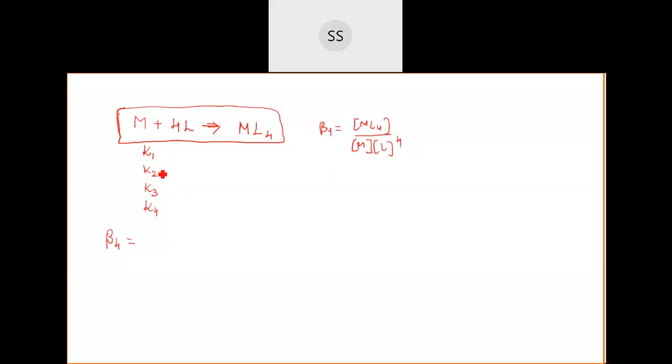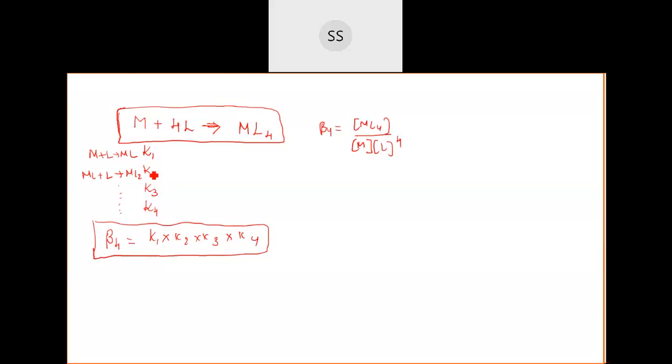But you can calculate this stepwise, and when you multiply K1 into K2 into K3 and K4, step by step, the metal combining with one ligand gives ML, and then ML combining with the next ligand gives ML2, which is the K2 value. Each is the product divided by the reactant. So the overall stability constant is the product of the stepwise stability constants. It depends on how many ligands there are.